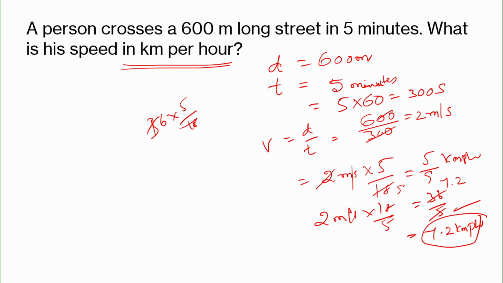So here most of you make a mistake. They will multiply by 5 by 18. You already have to practice. That's the reason I show these two for you. Clear? So 2 meter per second multiplied with 18 by 5. Practice is very important. Now shifting to the next.